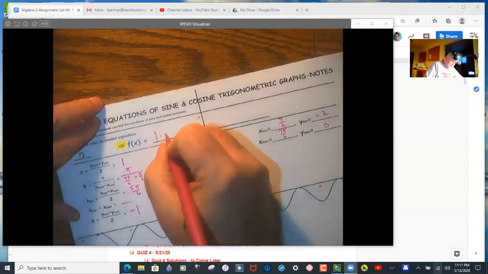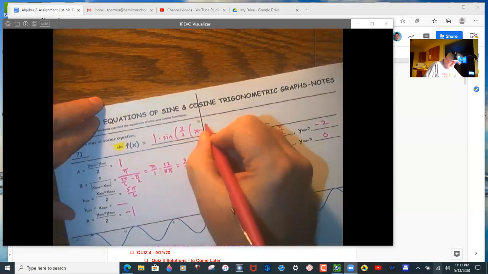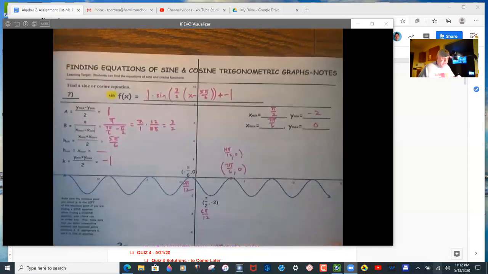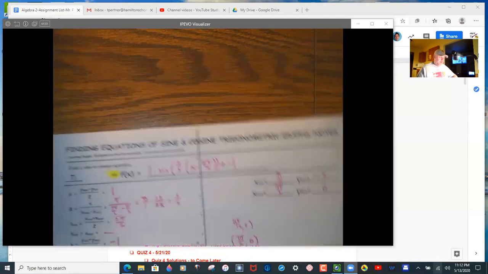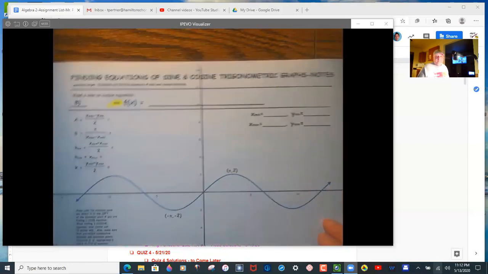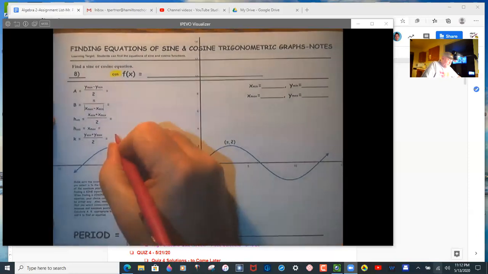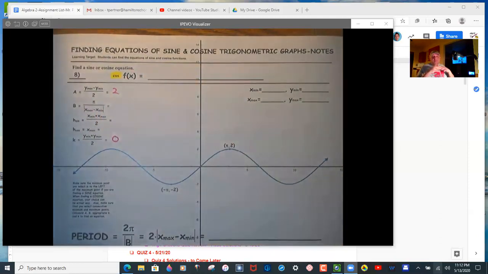So this will be 1 sine of 3/2 times x minus 5 pi over 6 plus -1. Now in time, you don't have to put the ones in. I'm just showing you structurally how to do this, so that every time you can get an equation for a sine or cosine graph correct. Realize that's why I gave you a little bit more today. Realize that, depending on the textbook, how you represent it can change.